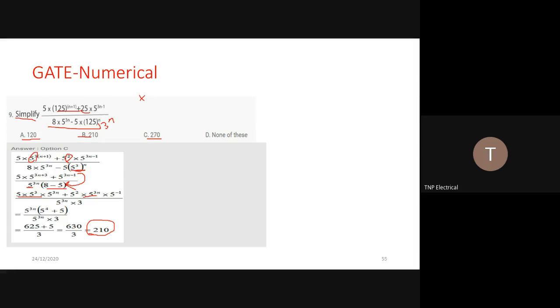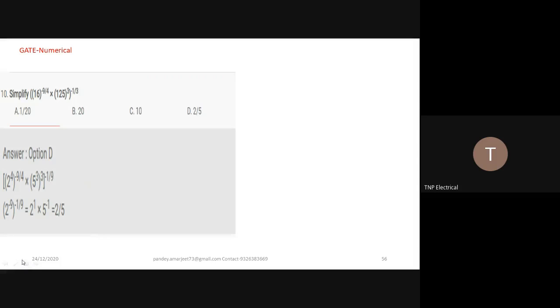And last, today's numerical, which has been asked in GATE 2017. Again, it is on simplify. It is given that 16 to the power minus 9 by 4 into 125 to the power 3, whole power is minus 1 by 3. Find the value. My friend, here you need to put it into a simple form, like whatever small digit you can find.